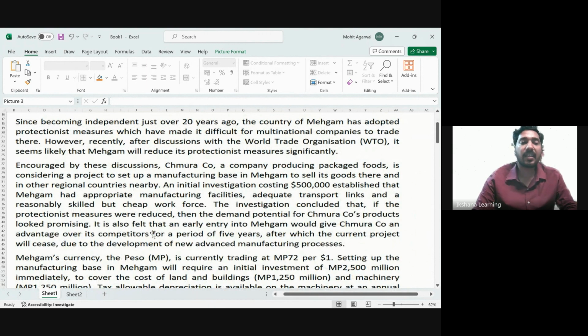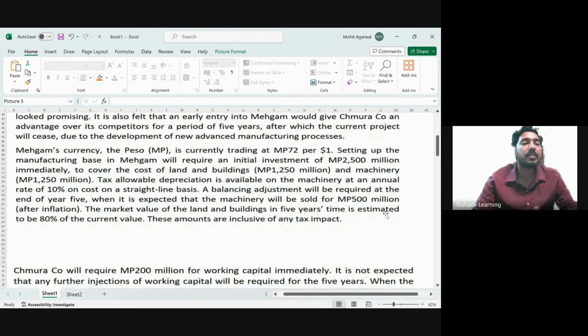Our initial investigation costing 5 lakh established that Megam had an appropriate manufacturing policy. So we know this is a sunk cost. It is irrelevant for decision making, right? It has already been incurred. The investigation concluded that if the protection measures were reduced, then the demand potential for Chimura company's product looked promising. It is also felt that early entry in Megam would give Chimura company an advantage over its competitors for a period of 5 years. So the duration of the project is 5 years, after which the current project will cease due to development of a new advanced manufacturing process. The currency in Megam is pesos, MP, currently trading at MP 72 per dollar. So $1 is 72, and the current spot rate is given.